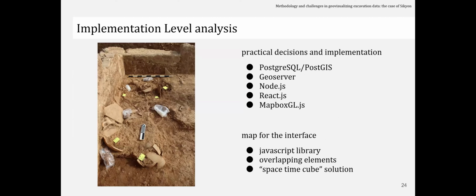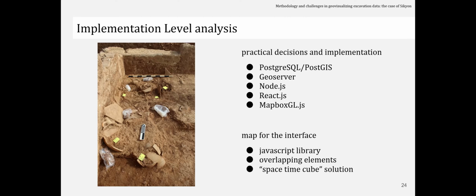Now, for the final level of analysis, the implementation level, this is the level where practical decisions must be made in order to actually implement the WebGIS application. A PostgreSQL database was used here, no surprise, with the PostGIS extension to support geospatial queries. Also, GeoServer was used in order to serve geospatial data to the interface, and a Node.js server was used to handle the complexity of the queries. We used the React.js framework for creating interactive interfaces.